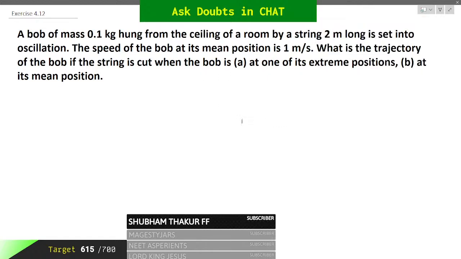And the next question we have: a bob of mass 0.1 kg hung from the ceiling of a room by a string 2 meters long is set into oscillation. The speed of the bob at its mean position is 1 meter per second. What is the trajectory of the bob if the string is cut when the bob is at one of its extreme positions? When the bob is at the extreme position, its speed is 0. So the bob will fall vertically downwards like this.